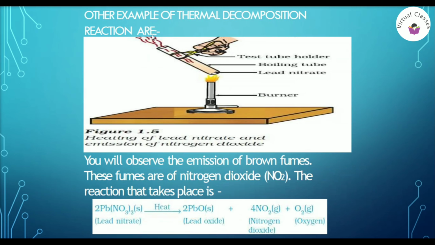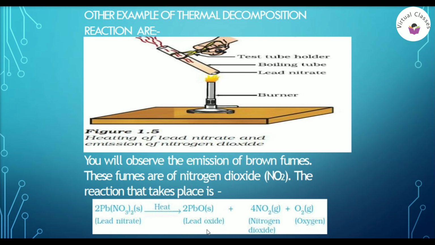Other example of thermal decomposition reaction. Here in the test tube we have taken lead nitrate which is being heated to produce nitrogen dioxide and oxygen gas. The figure is showing heating of lead nitrate and emission of nitrogen dioxide. You will observe the emission of brown fumes. These fumes are of nitrogen dioxide. The reaction that takes place is lead nitrate is heated to produce lead oxide, nitrogen dioxide and oxygen.